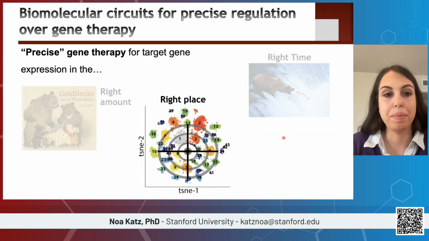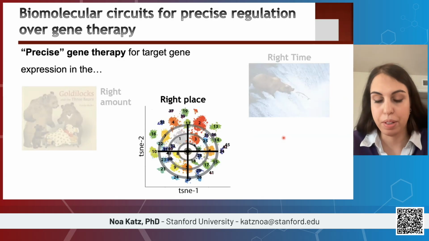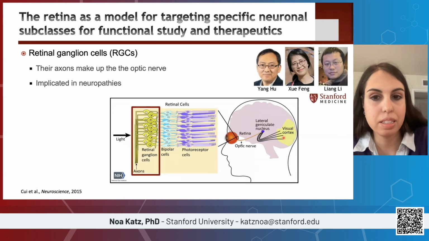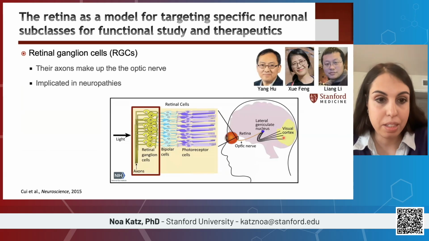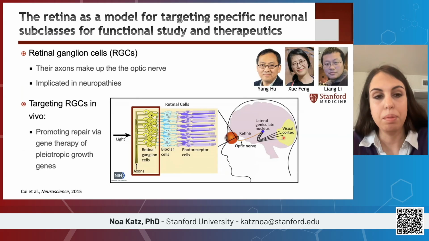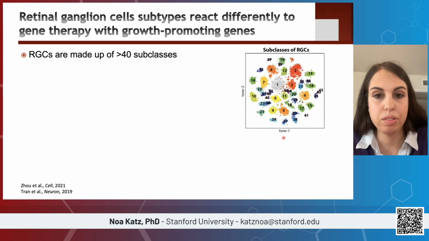Okay, so now I am moving on to the next project, which is expression in the right place. And we are zooming out of the brain, and this time into the retina, and targeting these retinal ganglion cells. These cells are responsible for propagating all the visual stimuli to the brain, through the optic nerve, and they've been implicated in neuropathies. And so ideally, we would like to target them in vivo using gene therapy of growth-promoting and repair genes. So we need to target these cells alone.